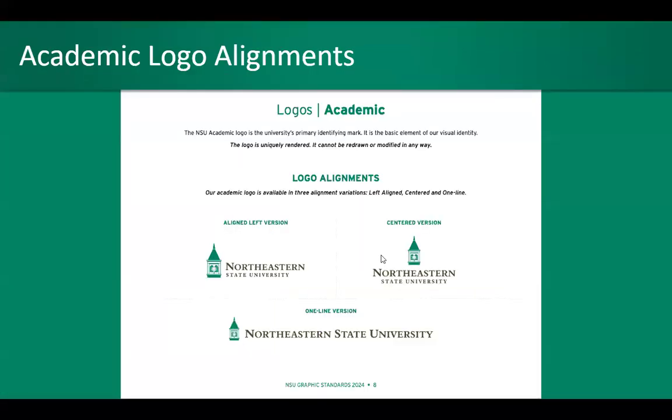On page 8 of the guide, you'll find the academic logo alignments. There's the left version, center, and the one-line version. The NSU academic logo is the university's primary identifying mark, just like Coca-Cola and Pepsi. It's the basic element of our visual identity. The logo is uniquely rendered and cannot be redrawn or modified in any way.